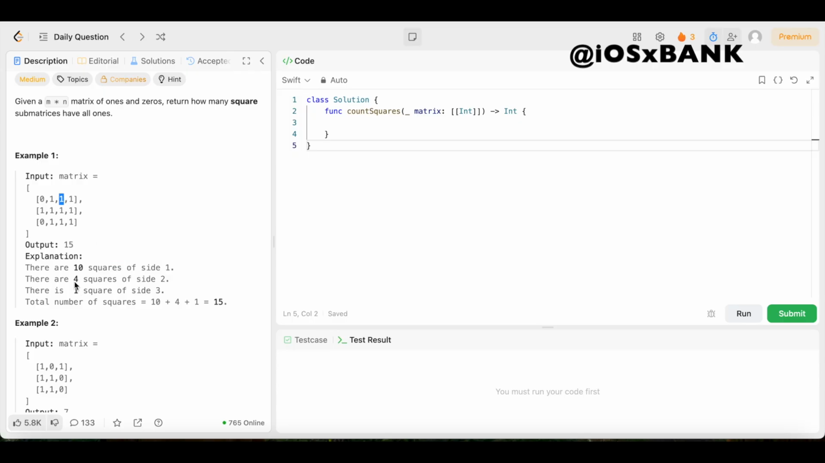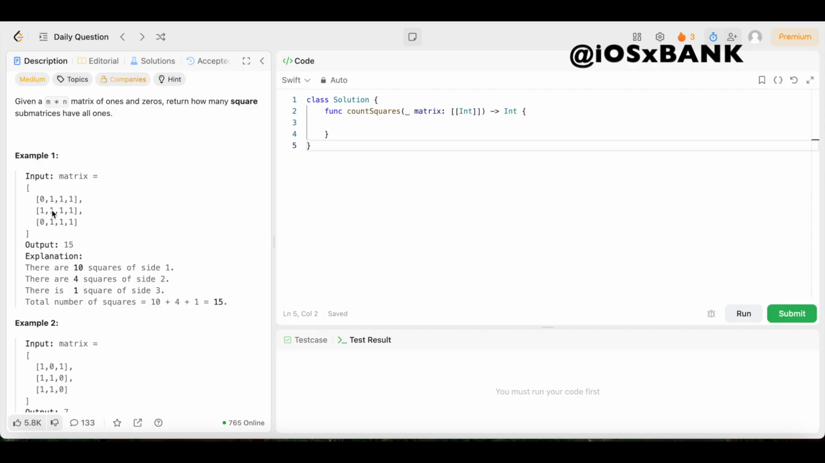Then we have four squares of side 2, where the length is 2 and the width is 2. So this one and this one, imagine these two put together. This right here is a square. Boom. These 4 ones right here form a square. That's 1. But then we could do it on this side too. So this forms a square as well. These 4 ones right here, that's another square of side 2. So that's 2 right there.